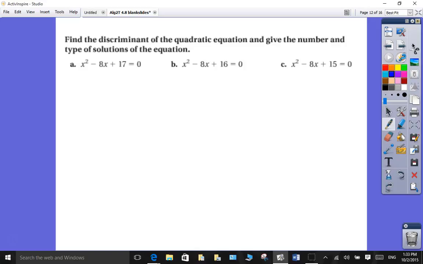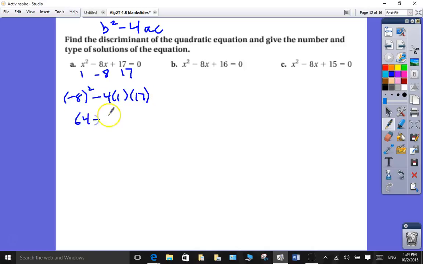So again, the discriminant is b squared minus 4ac. In this first one, the a is 1, the b is negative 8, and the c is 17. So b squared minus 4ac, negative 8 squared minus 4 times 1 times 17, which is 64 minus 68, negative 4.